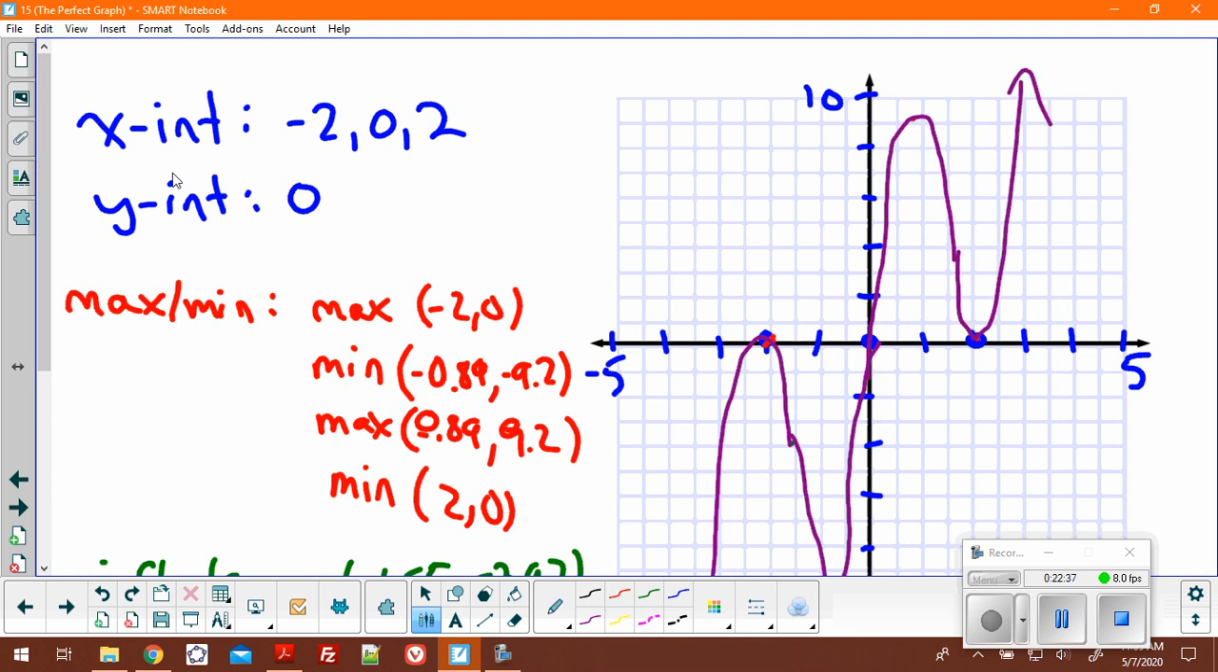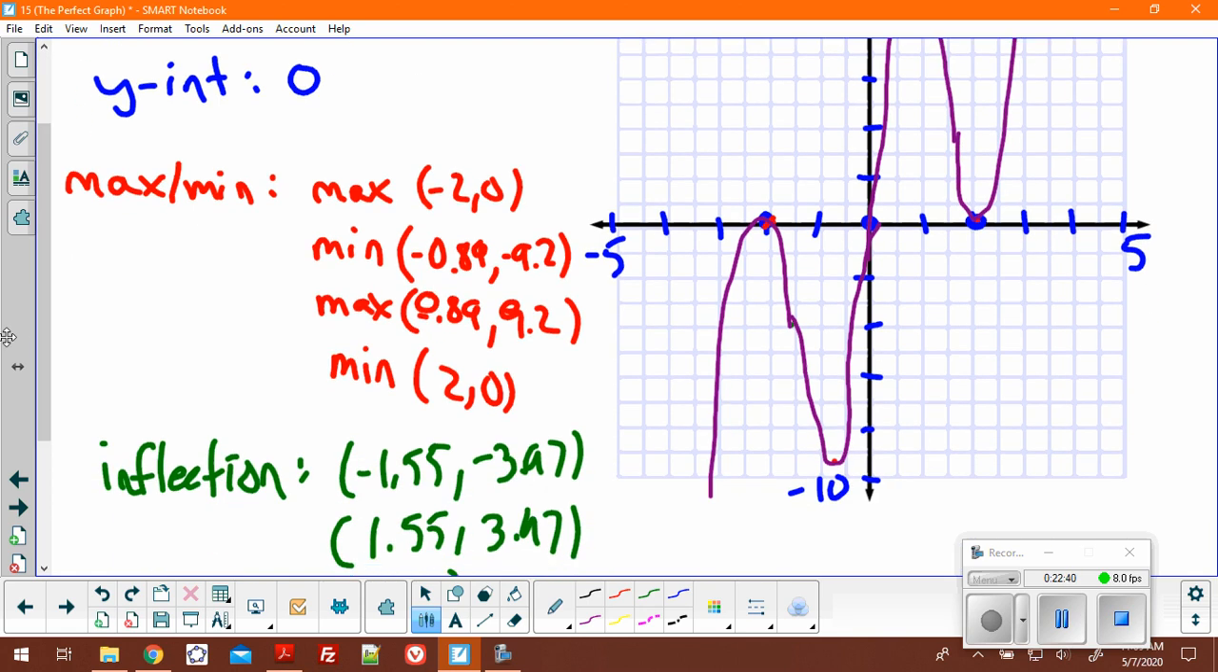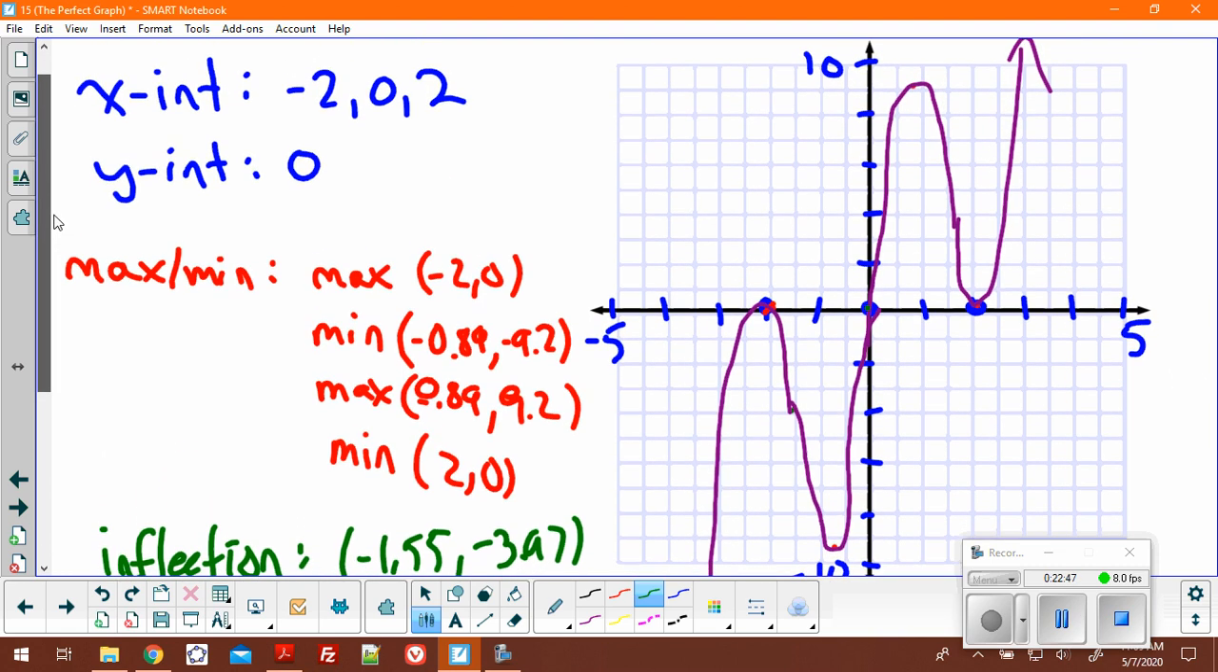So now it switches and goes up. Oh, and I didn't mark, I forgot to mark that. There was an inflection point at 0 as well. It switched there too. Okay, and that's what the function looks like.